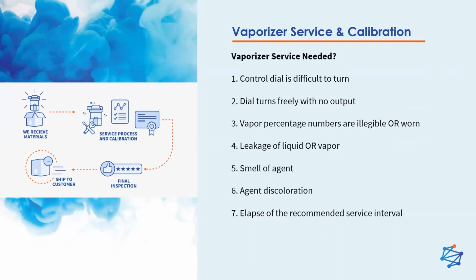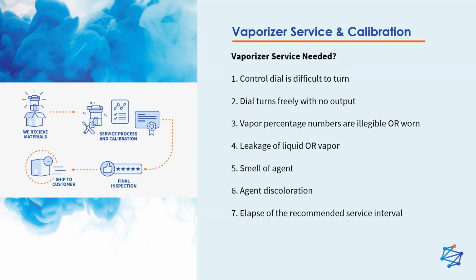If any of the below issues are observed with the vaporizer, it's time to have the equipment inspected and serviced. These can include: the control dial is difficult to turn, when it should have a very smooth action; the dial turns freely, but there's no agent output, so you're not getting any fresh gas delivery to the nose cone or induction chamber; or the vapor percentage numbers on the dial are not legible and are hard to read, so you're not aware of how much percentage vapor you're delivering.